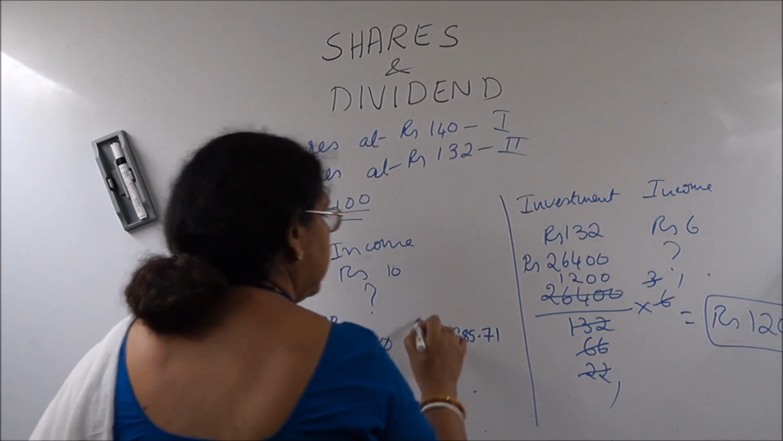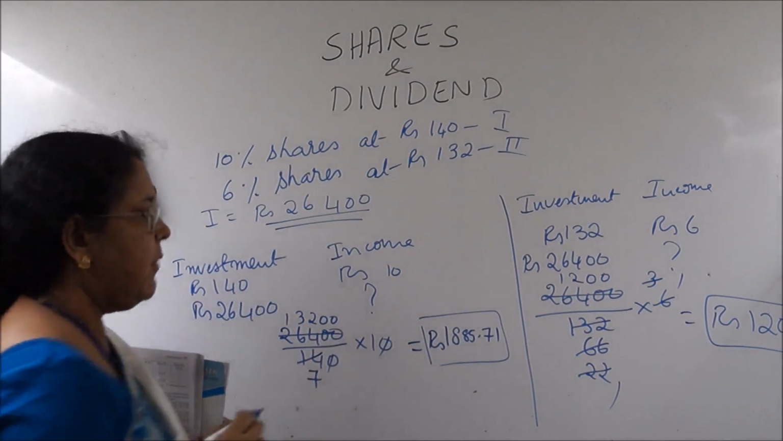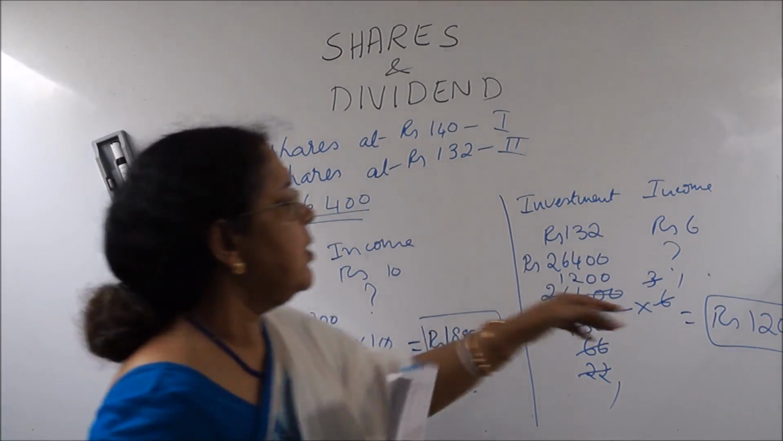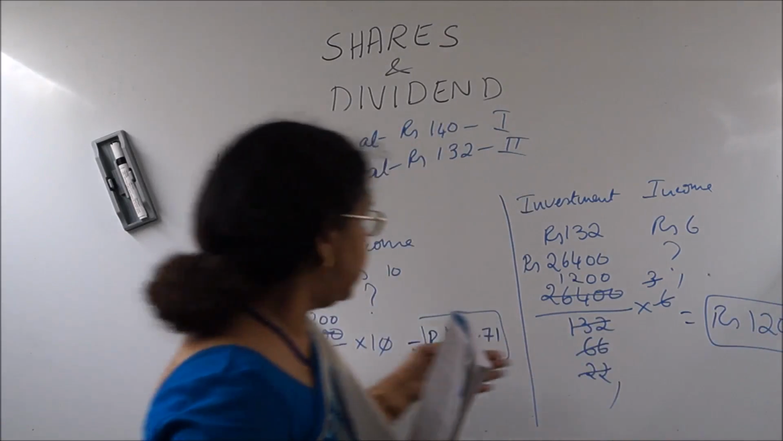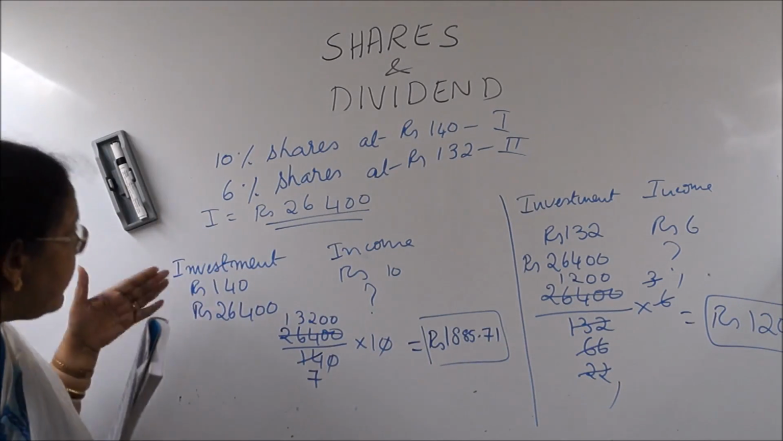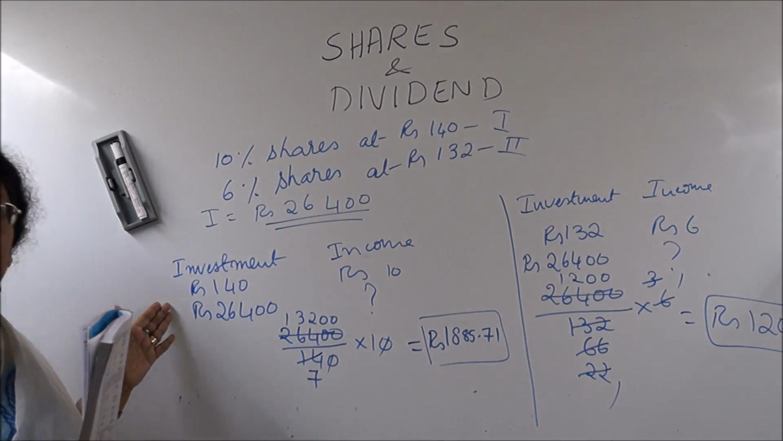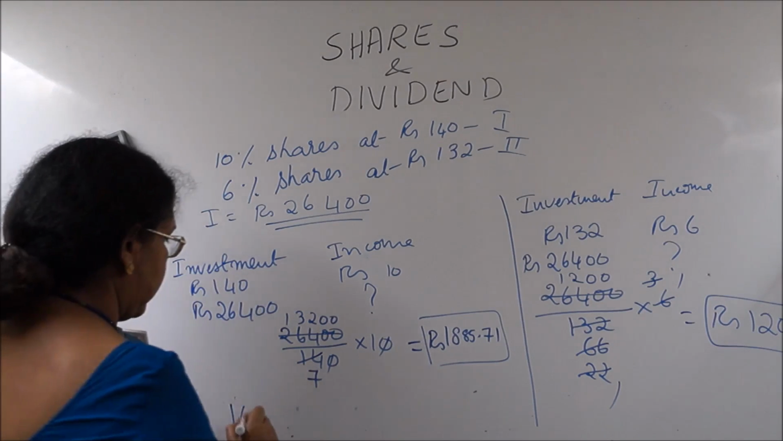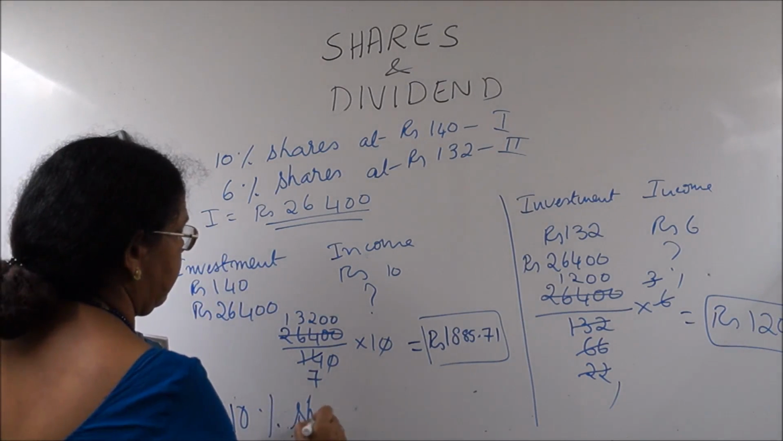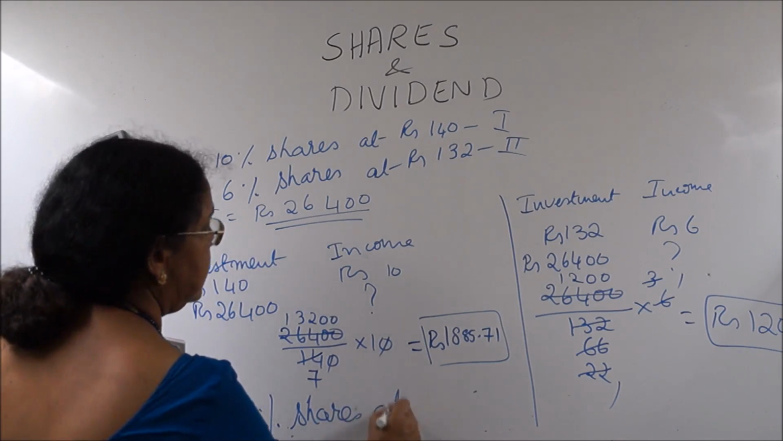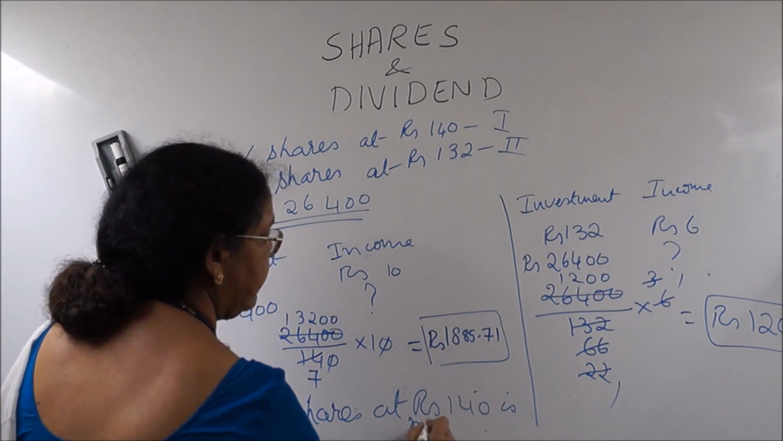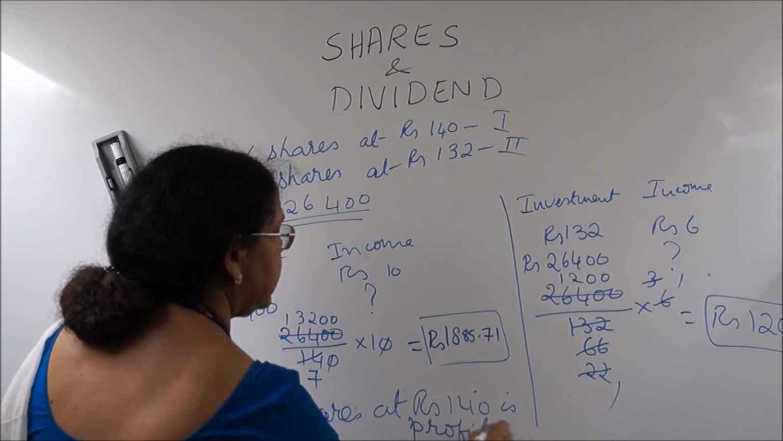So which is better, 1885.71 or 1200? This is better. So that means the first company is more profitable. So what will you write? 10% share at rupees 140 is profitable. Is it clear?